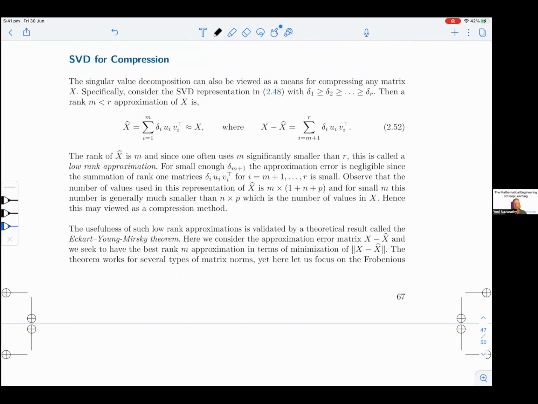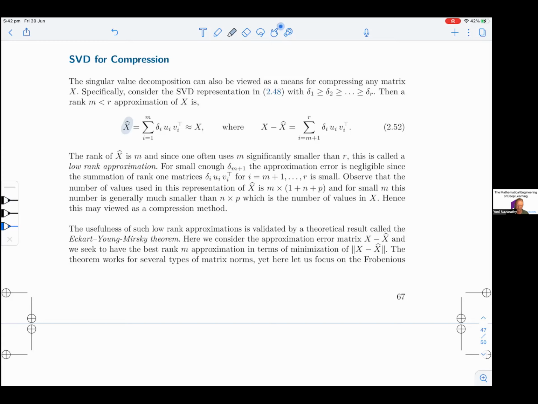SVD for compression. The singular value decomposition can also be viewed as a means for compressing any matrix X. Specifically, consider the SVD representation in 248. That was just the SVD expression with this decreasing sequence of singular values. Then a rank m less than r approximation of X, so X tilde, is going to be a lower rank approximation of X. So take X to be any data matrix.